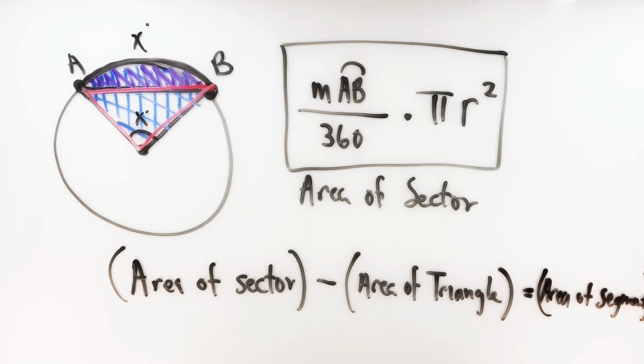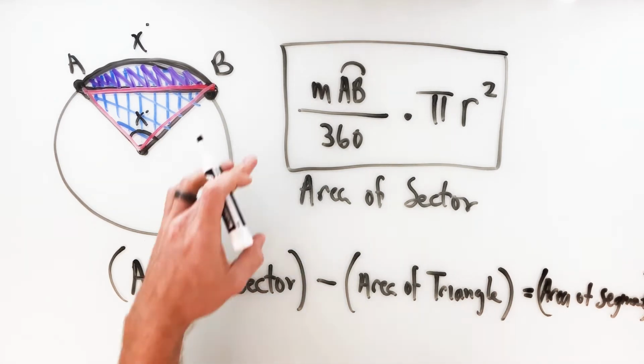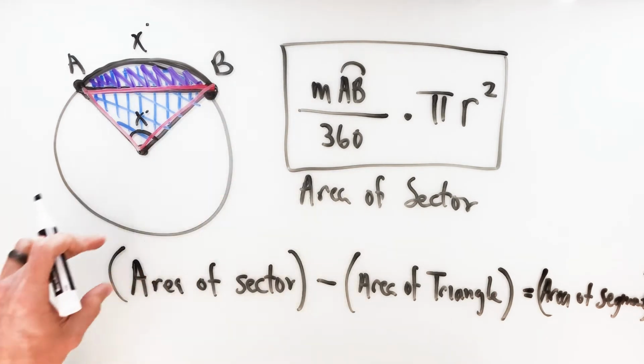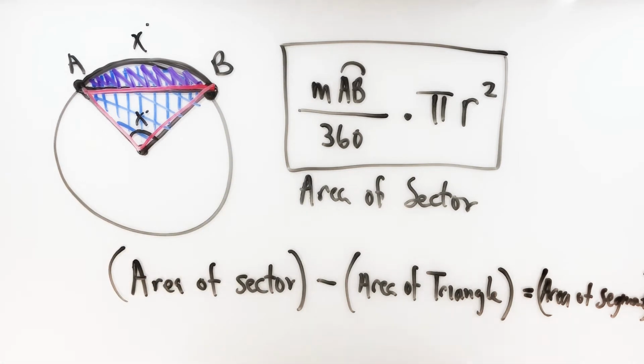All right, so those are the two area formulas that we're going to do today: the area of the sector, and the area of the segment, which is the sector minus the triangle. All right, so let's get into some examples.